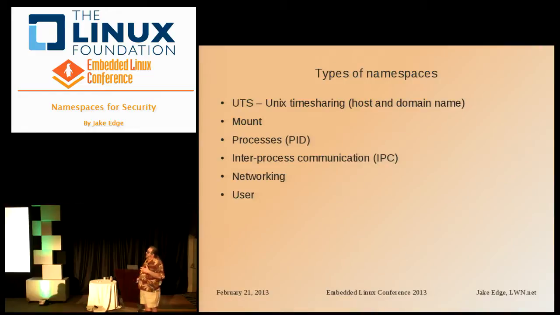The IPC namespace is for the message queues and semaphores and shared memory stuff. Networking namespace, that's for separating networking between these different namespaces, so that the view of the network inside the namespace is different than the view of the network in another namespace or outside of that namespace. And then the user namespace does the same thing with UIDs and GIDs. So you have an entirely separate set of UIDs and GIDs inside the namespace and outside the namespace.